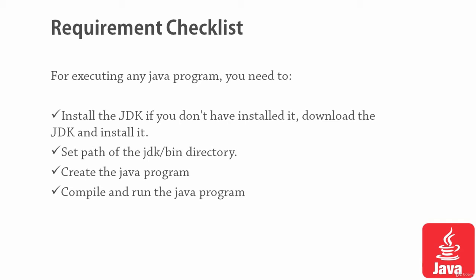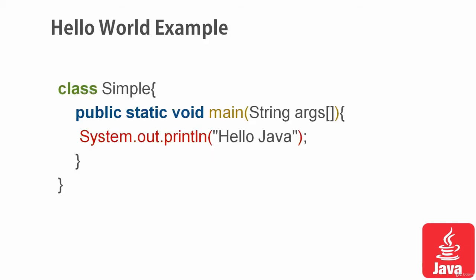After we are done with setting the path variable and installing the JDK or JRE, we have to write our Java programs. After we have written the program, we have to save it with the .java extension, then compile and run it. So in this lecture, we are going to write a simple Hello World program, the first example for any beginner, and we need to compile it and run it.